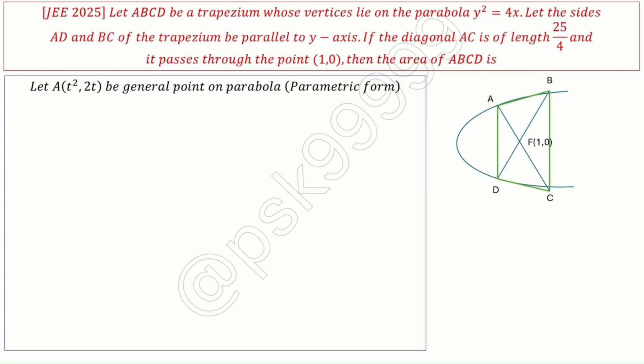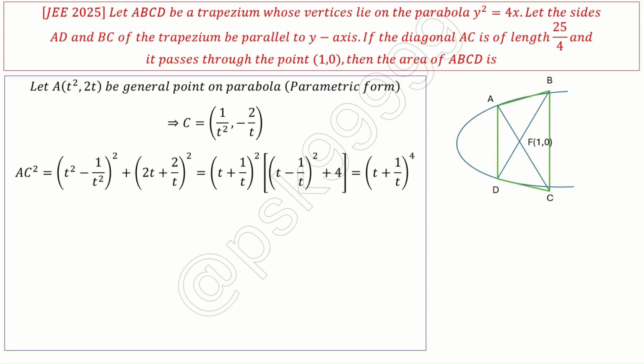So let (t square, 2t) be the general point on the parabola. Here I took this because it is y square equal to 4x. Which means if this is A, then my C is nothing but (1 by t square, minus 2 by t), because it is a chord going through the focus point. So my AC square is nothing but (t square minus 1 by t square) whole square plus (2t plus 2 by t) whole square, which, if I simplify, is (t plus 1 by t) whole to the power of 4. This is my AC square.